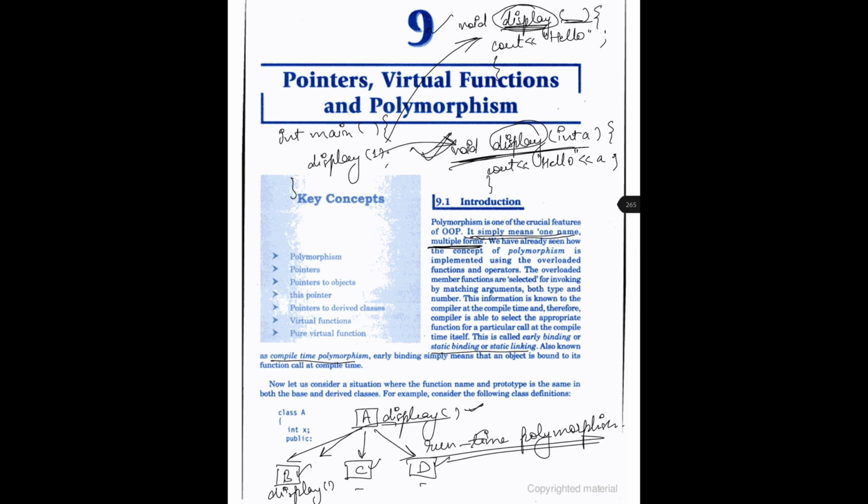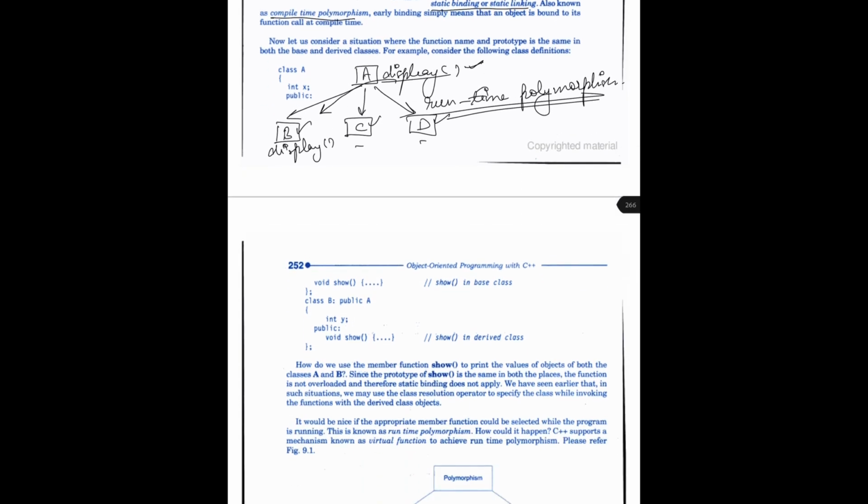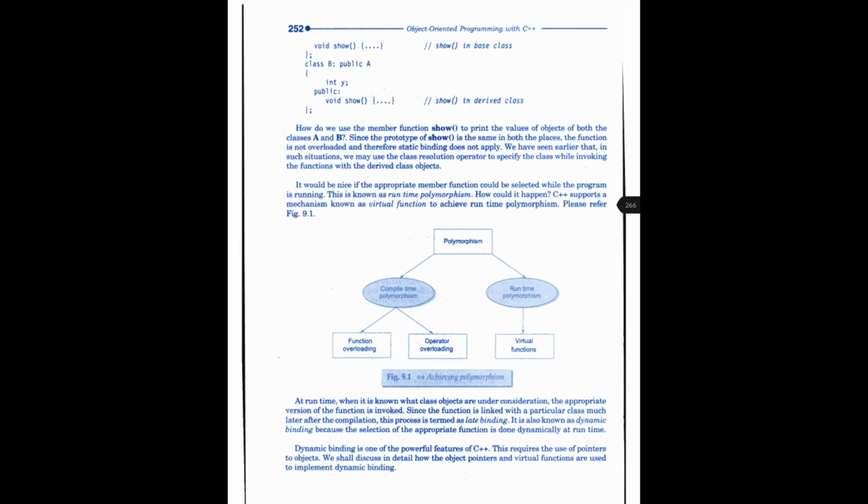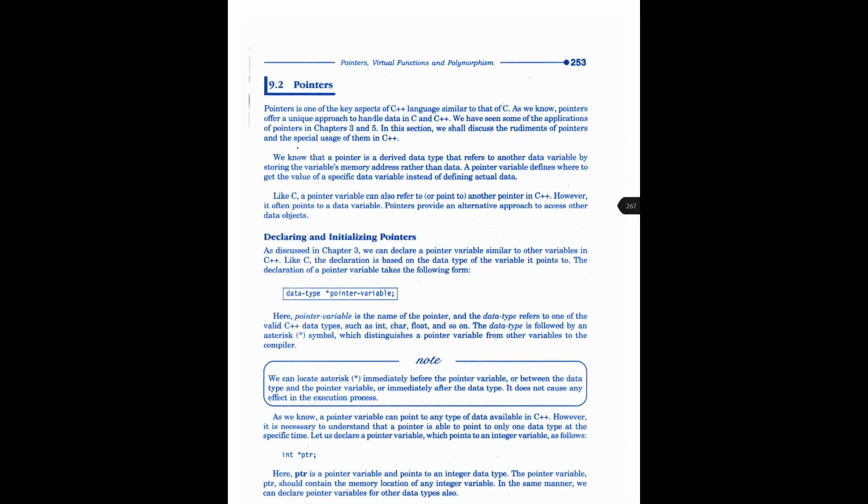Now let's see how we can achieve this. So before learning about polymorphism, we have to first understand about pointers. So pointer is a very interesting data type because it does not store a data type value, rather it stores the address of the data type that we want to access or that we want to use in our program.